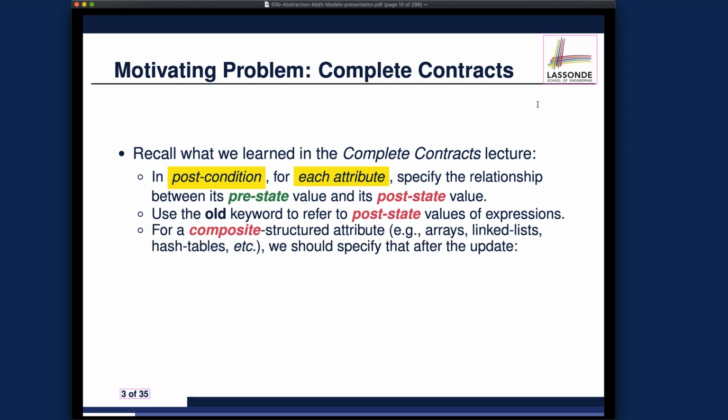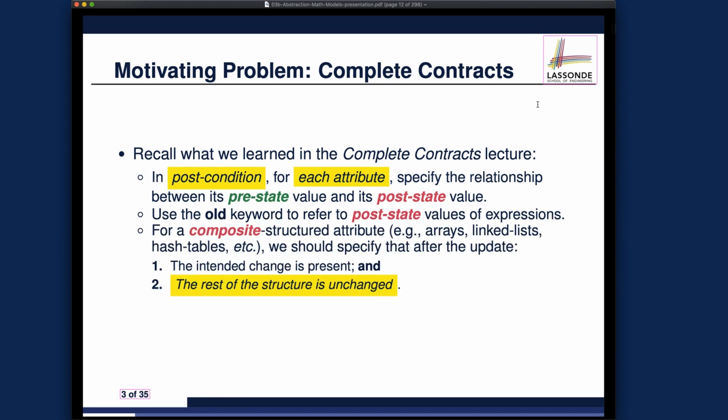And then also, especially when you have a composite structure, such as an array, linked list, or hash table, etc. We did an example for an array. You have to say what the intended change should be there, for example, to change index i. But you want to make sure the rest of the data structure, from index 1 to i minus 1, and also from i plus 1 until the end of the array, should remain unchanged. So that's what we said in the previous lecture.